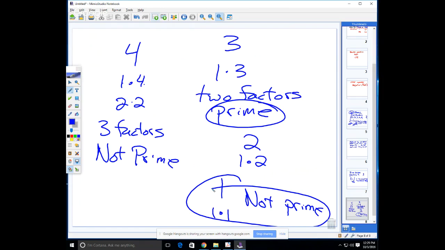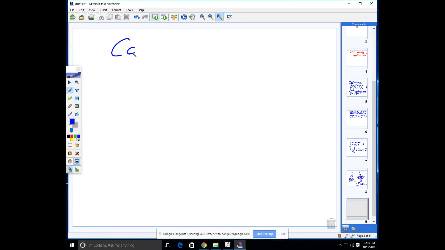Okay, so that's another question. So what do I call numbers that aren't prime? Well, sometimes we use the word composite, and composite generally means more than 2 factors.